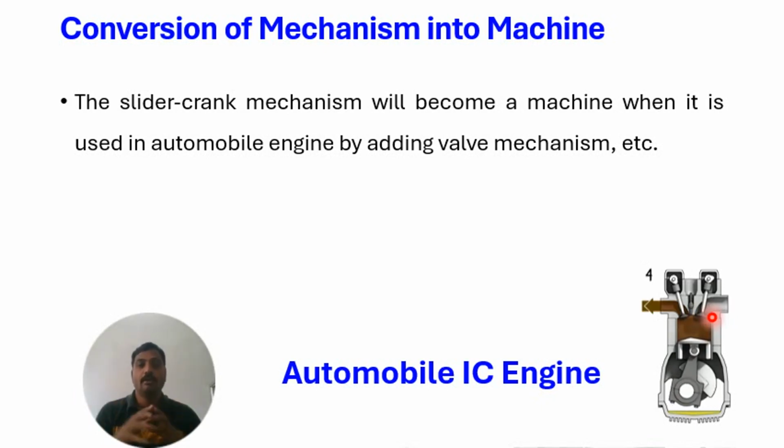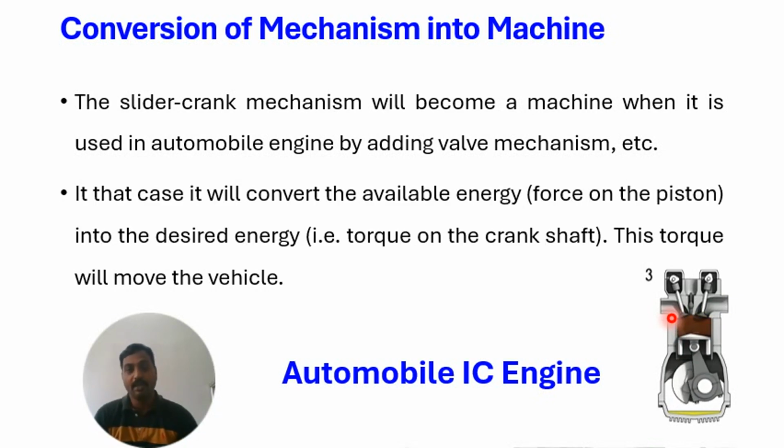So the fuel gases, that means the air and fuel mixture, enter into the cylinders and combustion takes place. After that, the exhaust comes. So this is the way we convert the mechanism into a machine. It converts the available energy, the force on the piston, into the desired energy, the torque on the crankshaft. This torque will move the vehicle in the forward direction.